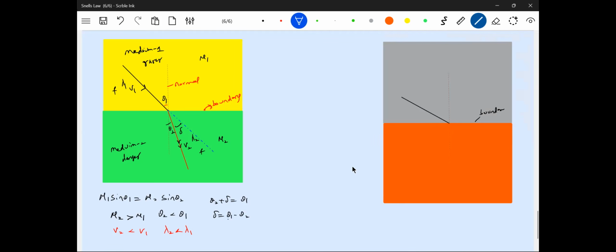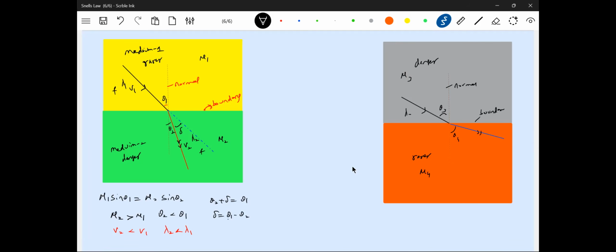Now the refracted light will bend away from the normal. This is the incident light, this is theta 1, and this is the angle of refraction theta 2. This is the refracted ray and this is the normal. I'll call them theta 3 and theta 4. So this is the denser medium, this is the rarer medium. Here mu 3, and this is mu 4.